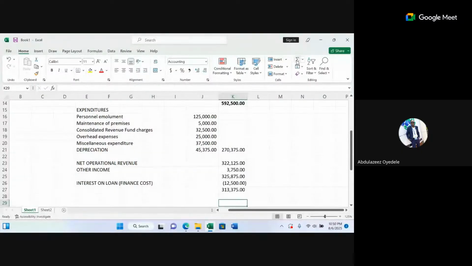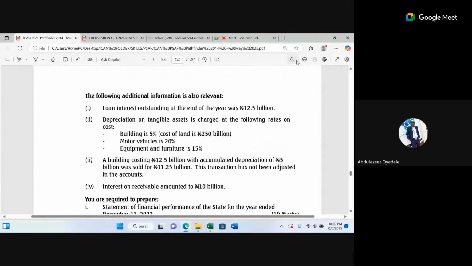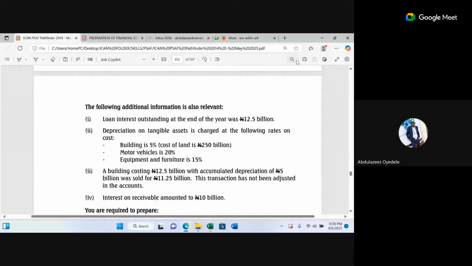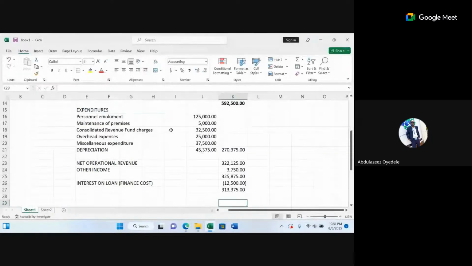Okay. So then we can now bring in the balance on our CRF before. That is the one somebody was calling our attention to earlier, which is the CRF balance. So we can bring that in and add it to our surplus. Okay, let's name this one our surplus for the year.